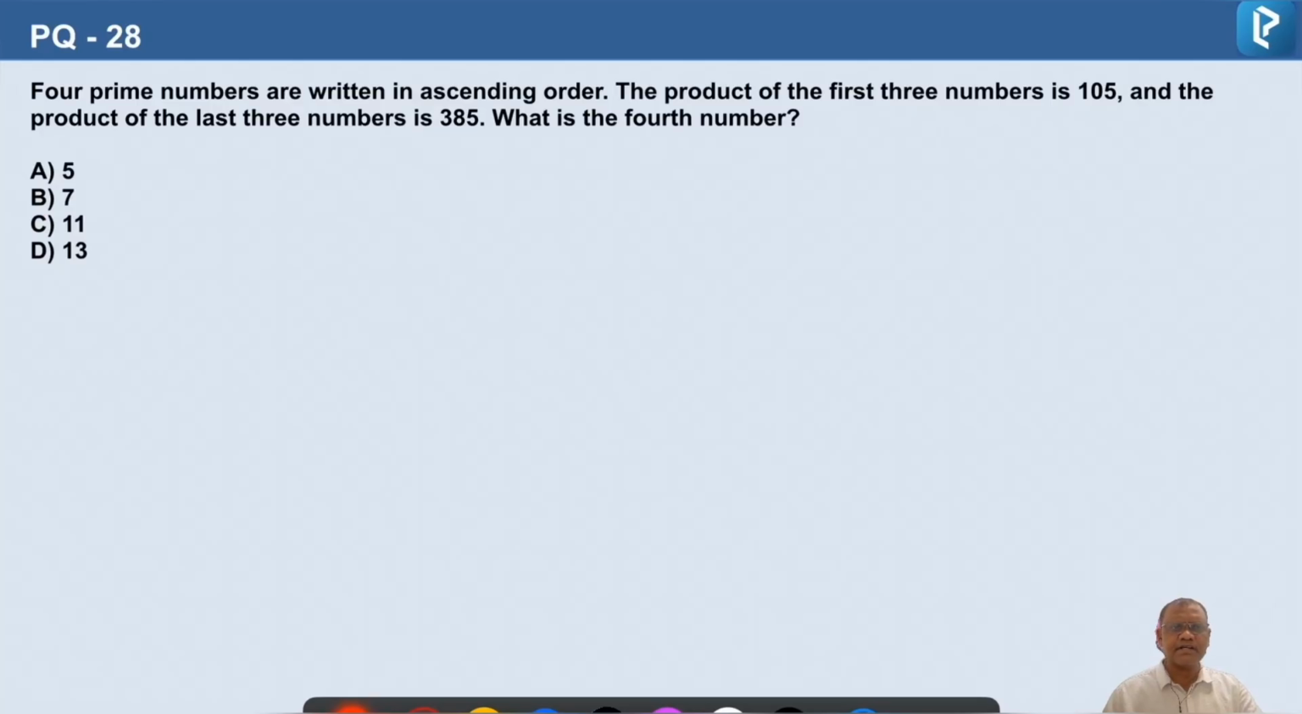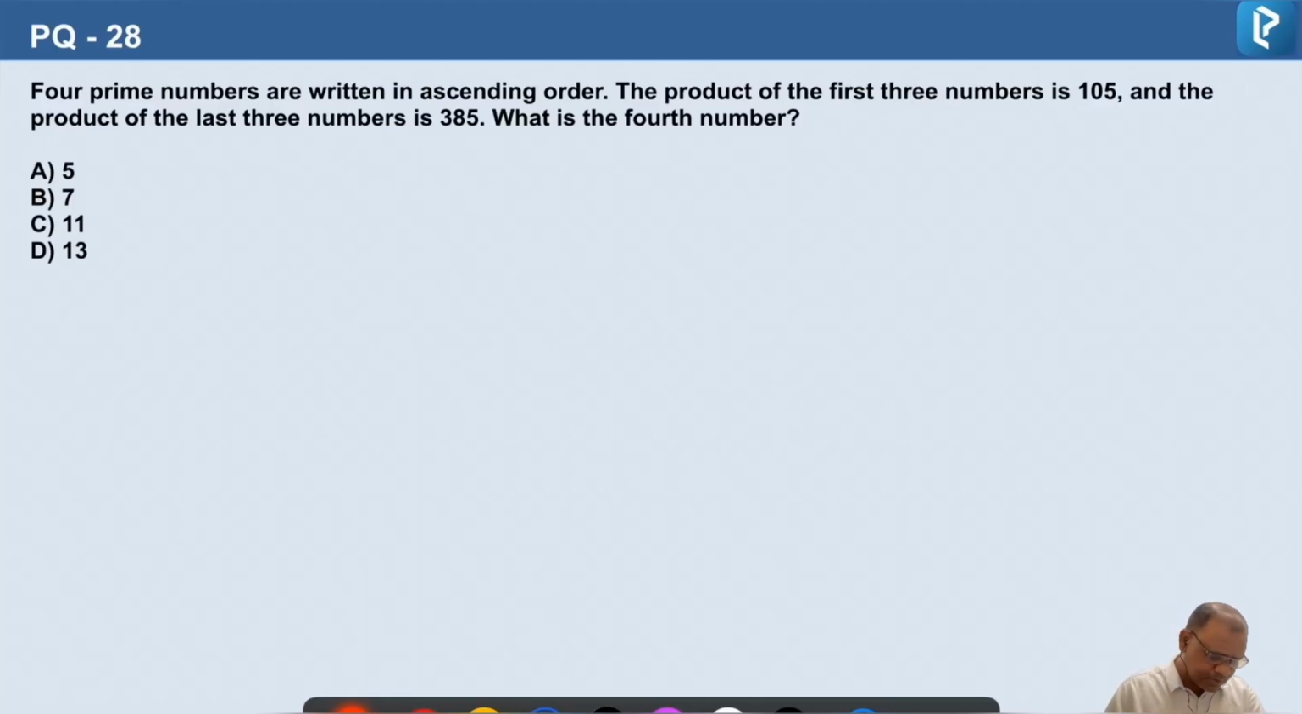Question number 28. 4 prime numbers are written in ascending order. The product of the first 3 numbers is 105 and the product of the last 3 numbers is 385. What is the fourth number?